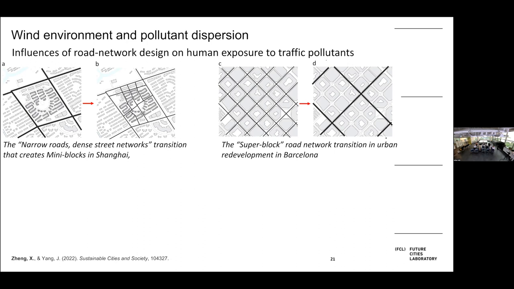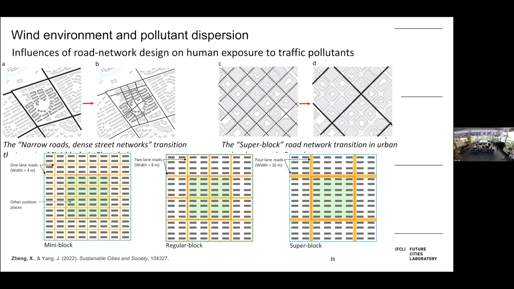Okay, another solution is to build a few multi-lane wide roads and create large urban blocks. So we can see an example on the right hand side. This is a superblock transition in Barcelona. So they merge the traffic from small roads into a few big routes, and then they make the space inside a pedestrian area. Okay, so in our study, we want to investigate their influence on human exposure to traffic pollutants. So we built an urban neighborhood based on a real city, and to consider the road network, three kinds of road network designs. We have the mini block, the regular block, and the super block.